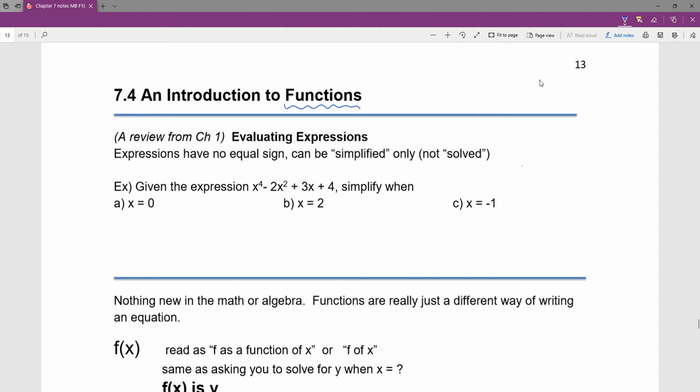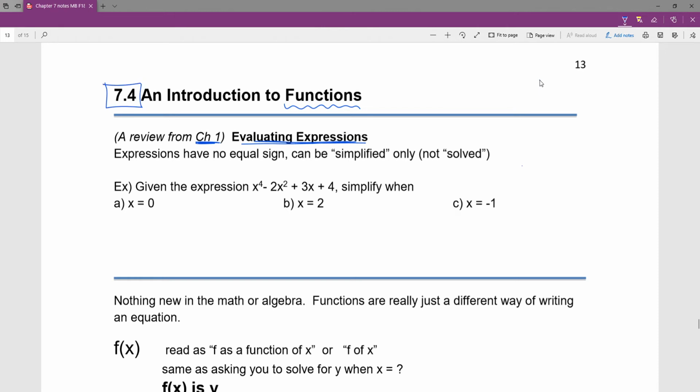And we've seen this before in the course where the textbook teaches you something new and you're like, oh, well, that's exactly what we've already done. We just called it different things. And so really, I've put in a bit of a review from chapter 1 because in chapter 1 we were evaluating expressions, and there are a lot of parallels between what we've done before and what we're going to do in 7.4, in this introduction to functions.